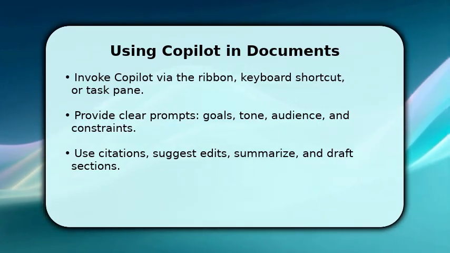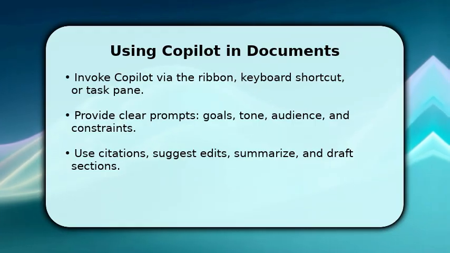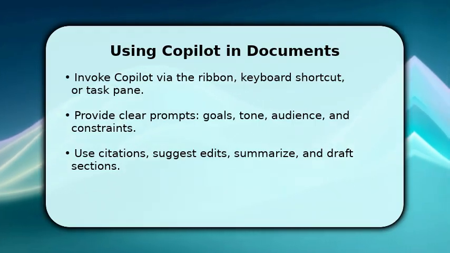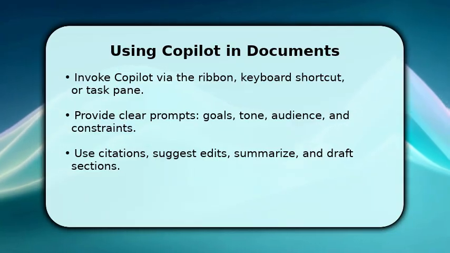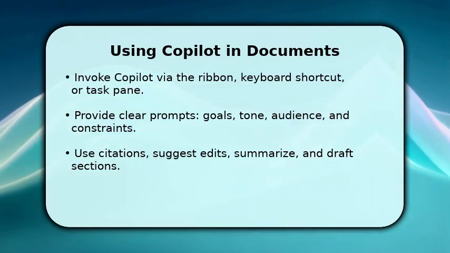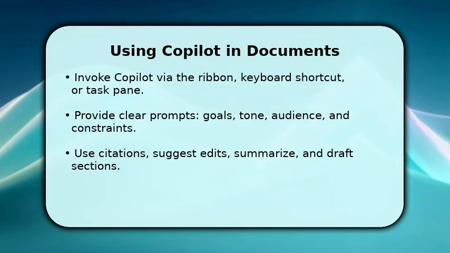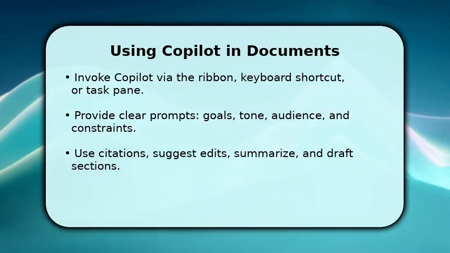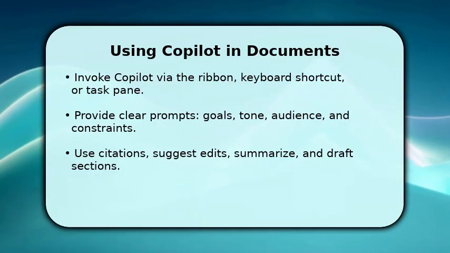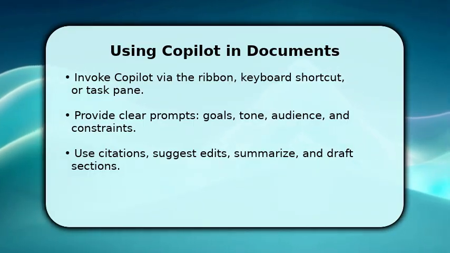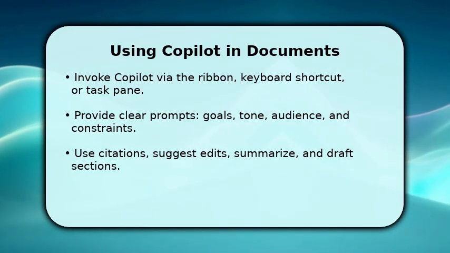Tell Copilot exactly what you need. State the goal, desired tone, audience, and any length limits, because precise prompts produce better drafts. Then ask for specific actions. Summarize a section, rewrite for clarity, create a heading outline, or generate citations. Make incremental requests and accept or refine suggestions so the draft evolves predictably.